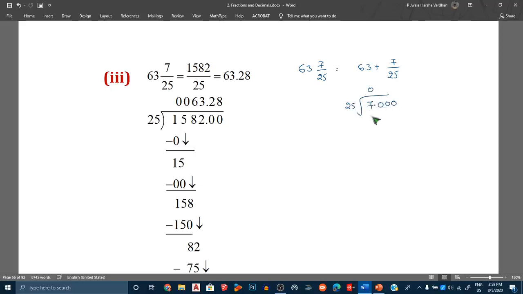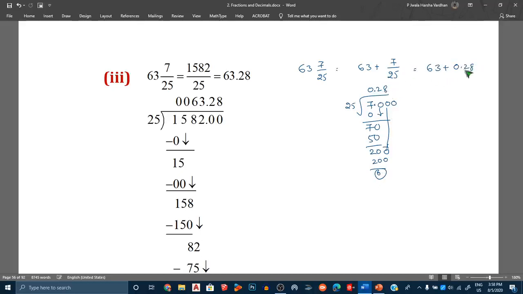So 25 into 7, put a point above this point again. Okay, so now bring down 0 here. Now how many times can 25 divide? 2 times. Okay, 25 2s are 50, here 20, bring down one more 0 here. 200. Now you can divide 200 by 25, 8 times. 25 8s are 200. So now what is the value of 7 by 25 here? This is 0.28.